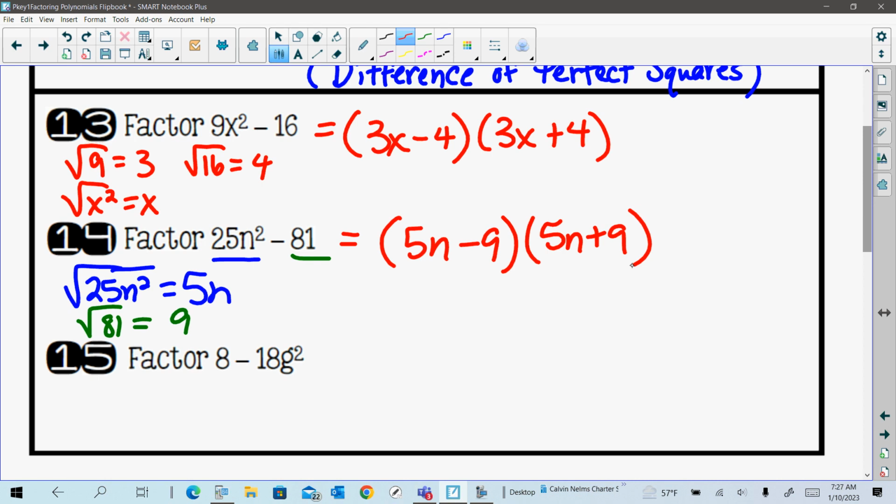Now, if you don't see a perfect square, but you see this minus sign, you might want to check to see if it has a GCF first. These two terms have a greatest common factor of 2. So what I'm going to do is I'm going to divide everything by 2 first. Now when I do that, I have a 4, which I know is a perfect square, minus 9g squared, which is also a perfect square.